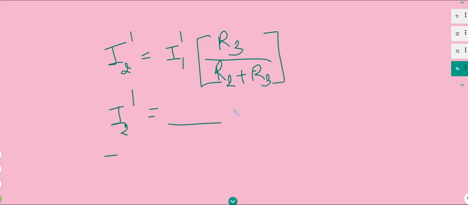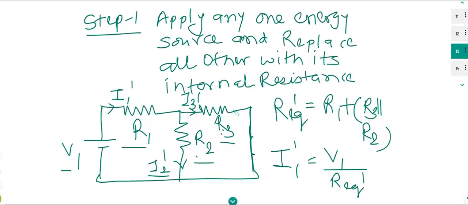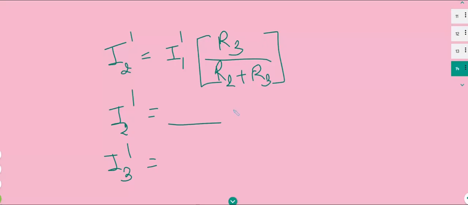Now how can you find I3 dash? I3 dash is the total current minus this I2 dash. You can apply KCL over here. Total current is I1 dash and you have I2 dash, so you will get some value of I3 dash also. So in case 1 you have got all the values.